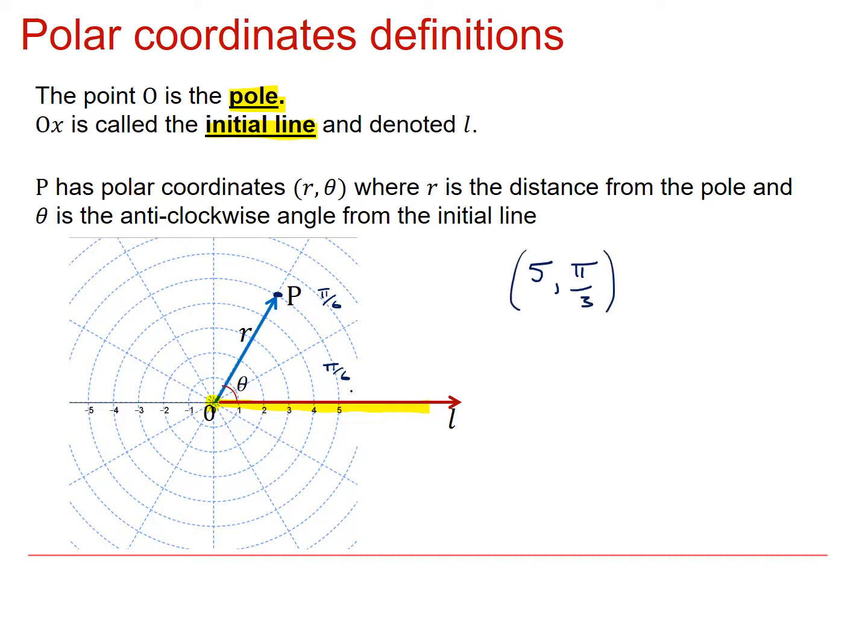And again, we count anti-clockwise as being positive and clockwise as being negative. So this direction is positive and this direction is negative for our angles.